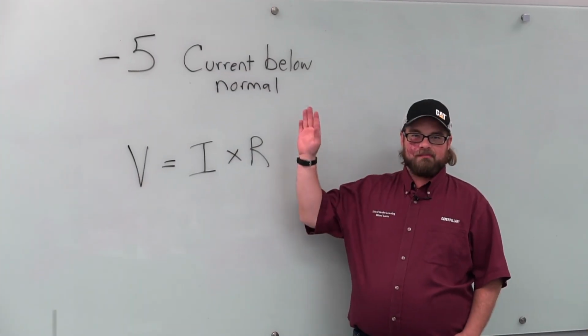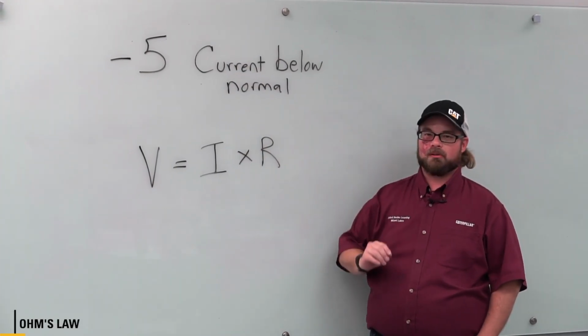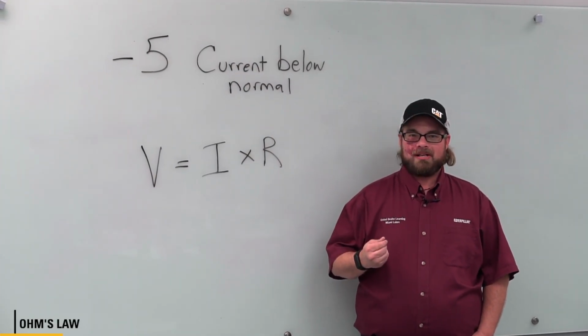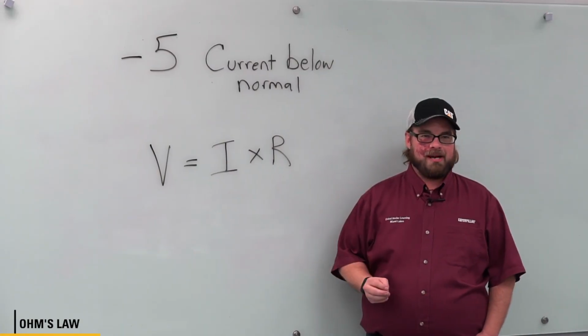We're coming to you again from the Miami Lakes Learning Center, and today we want to talk about the FMI-5 code. So with the FMI-5 code, current below normal, to understand where that's coming from, let's take a quick look back at Ohm's law.